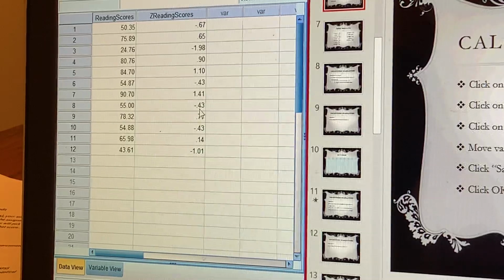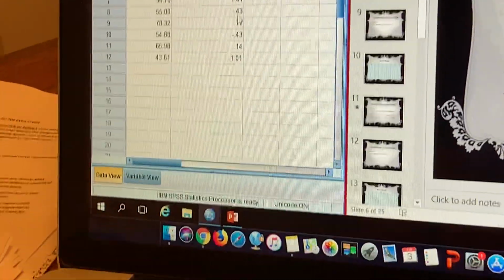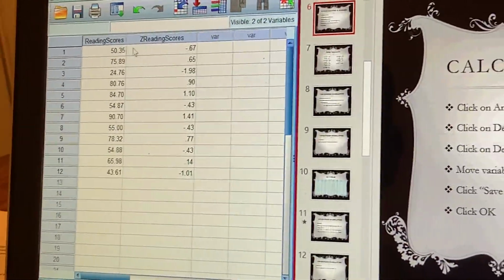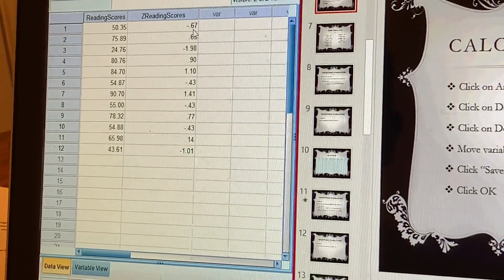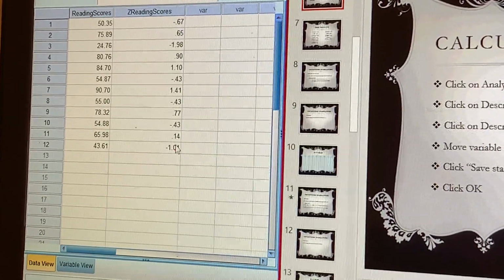Conversely, we'll start off with 55. He had a Z-score of negative 0.43. That indicated that it was less than the mean. The score of 50.35 had a Z-score of negative 0.67, which was less than the mean, and it was even further away from the mean than the previous score was.